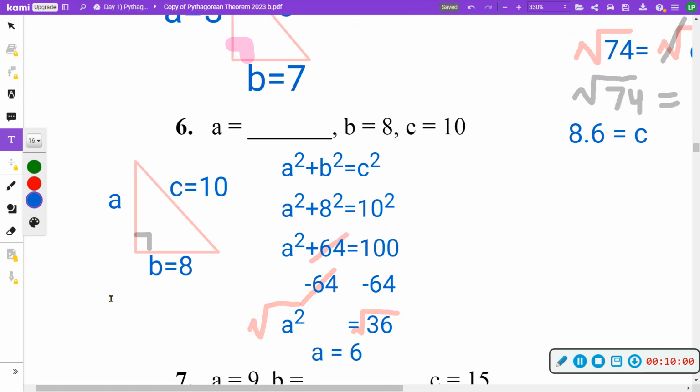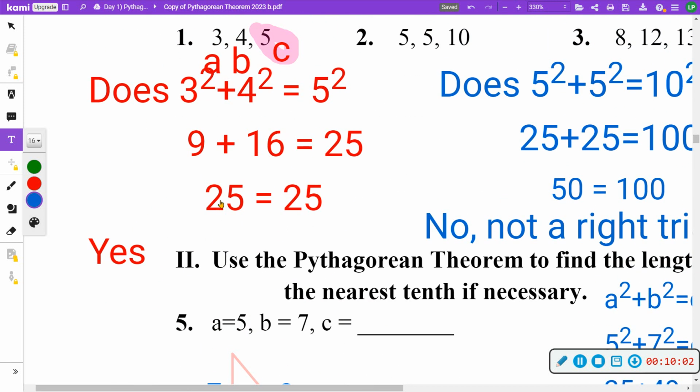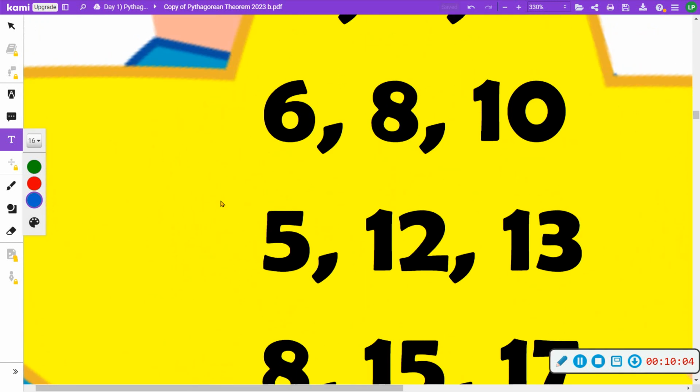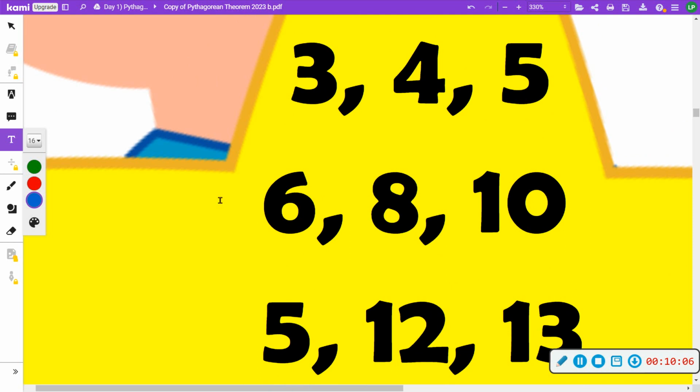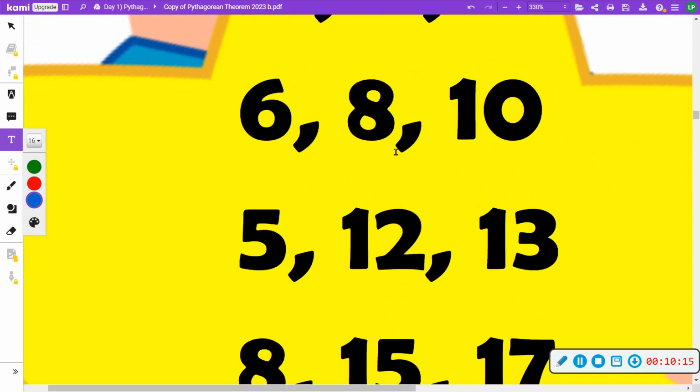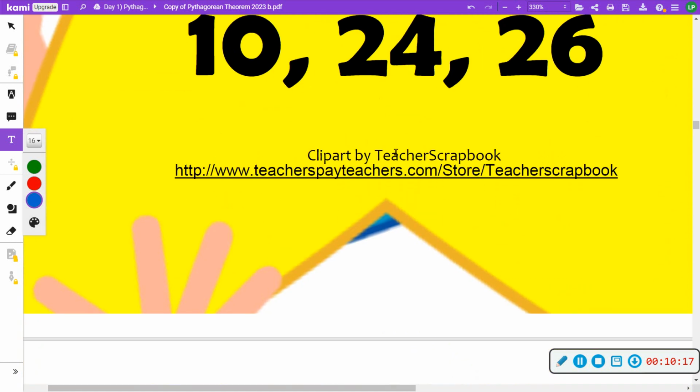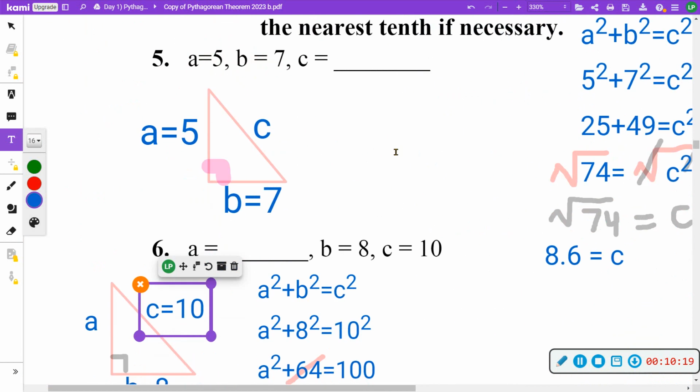And I could have also gotten this because 8 and 10, you go up here, this is what we call a Pythagorean triple. So anytime I see the numbers 8 and 10, with 10 being the hypotenuse, I know that the leg must be 6. So sometimes it's important, or some people do memorize some of those just to save themselves time.